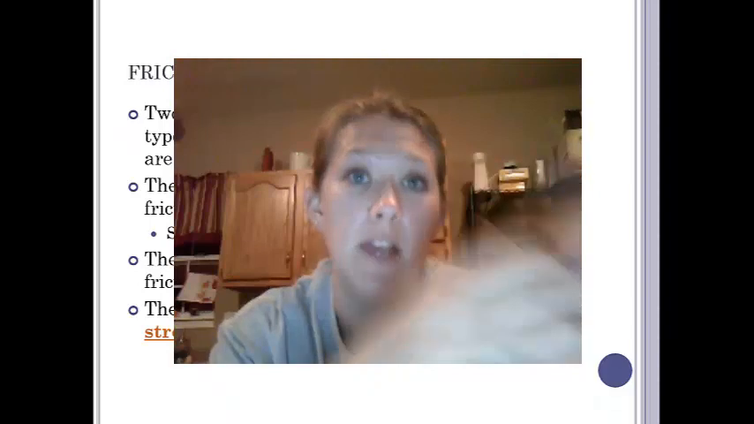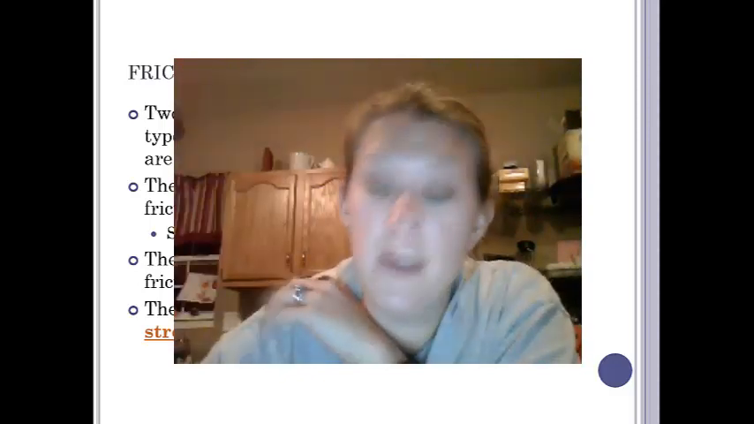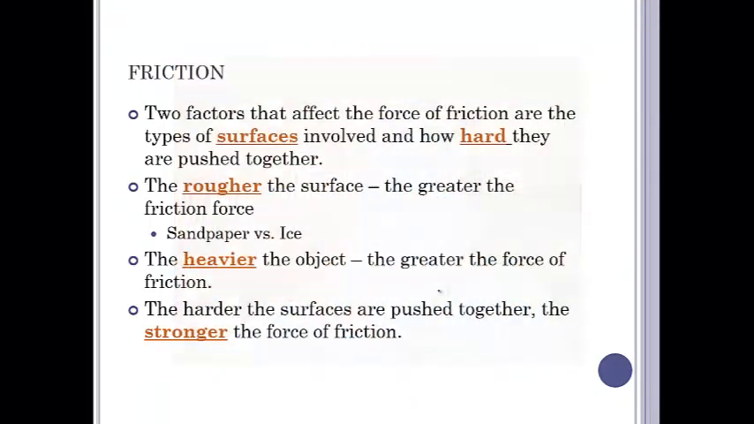So do me a favor and put your hands together and just very gently rub your hands together. Okay, now stop, keep your hands together, and now push your hands together really, really hard, and now start rubbing your hands together. You can feel heat coming from your hands because the force of friction is a lot greater because you are pushing your hands together harder.